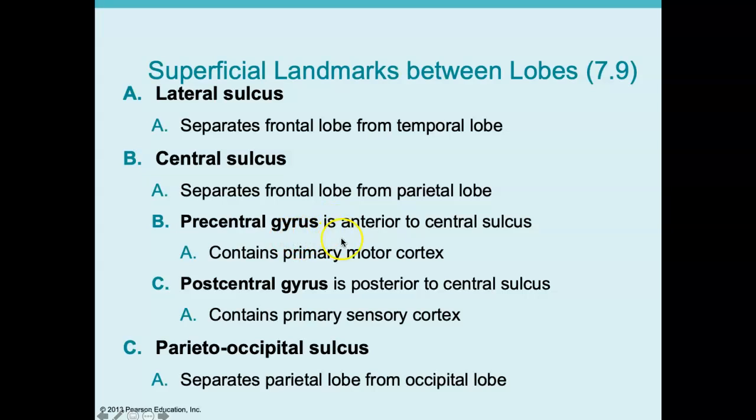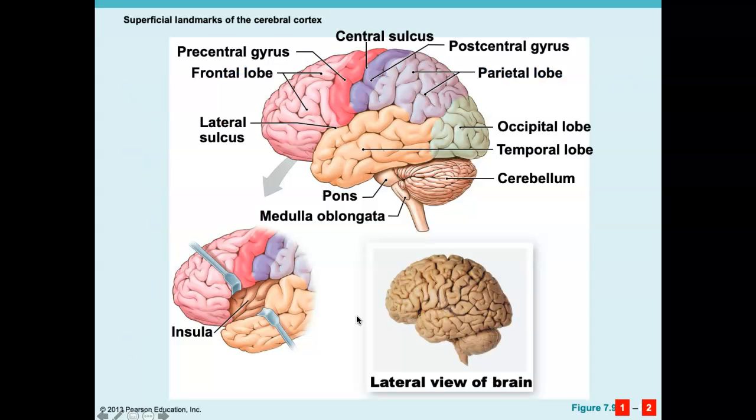So the precentral gyrus contains the primary motor cortex. That is where the information leaves the brain to tell the body what to do. And the postcentral gyrus contains the primary sensory cortex. So again, we'll look at that. This purple stripe here is sensory, and this one is motor. Just the cortex, that outer layer of gray matter.